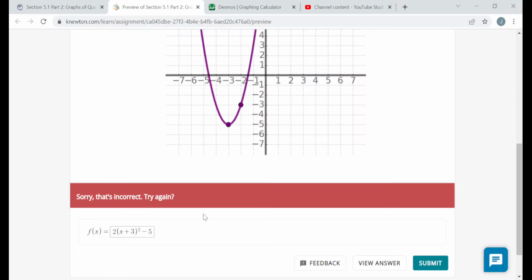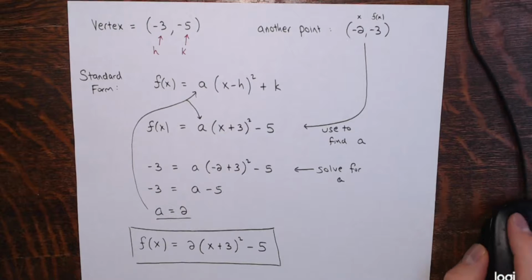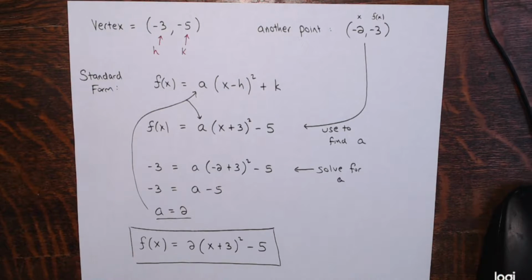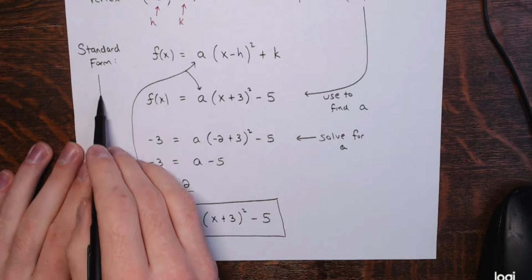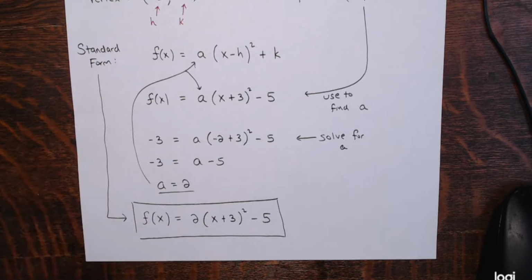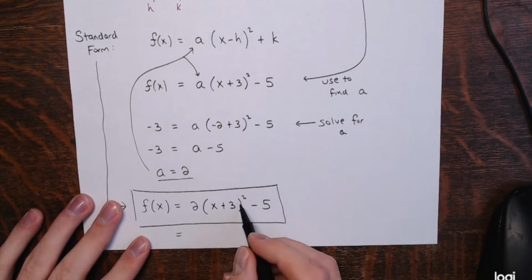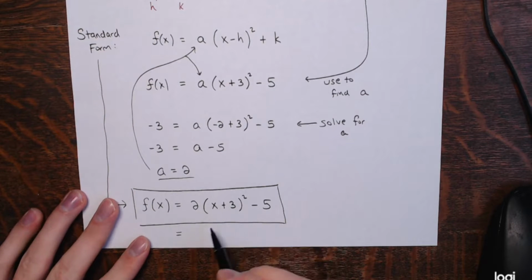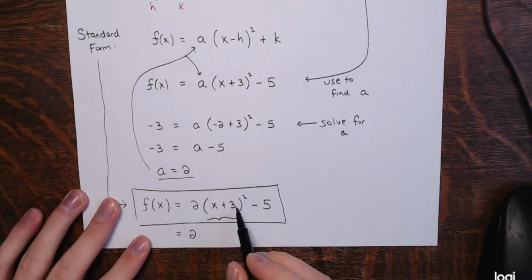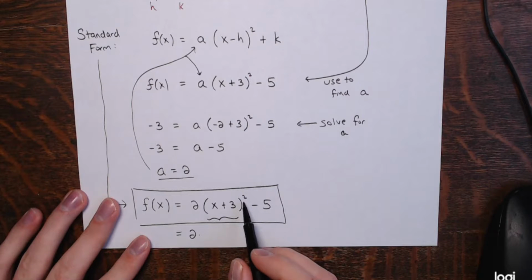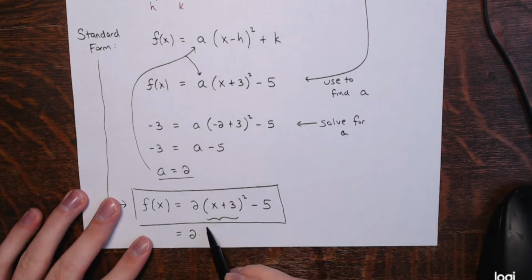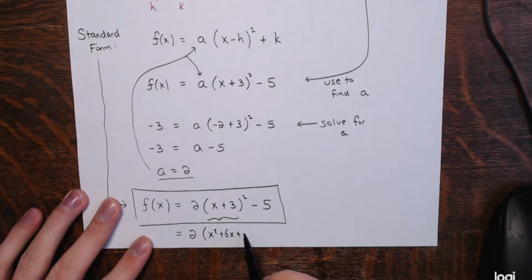Alright, so we just need to multiply this out. That's no big deal. Remember, this is in standard form right here. They wanted it in general form, ax squared plus bx plus c. Remember, you raise things to powers first before multiplication. So this is 2 times x plus 3 to the second power. That's x plus 3 times x plus 3, and then you FOIL. That's going to be x squared plus 6x plus 9.